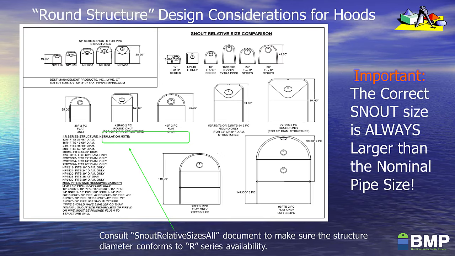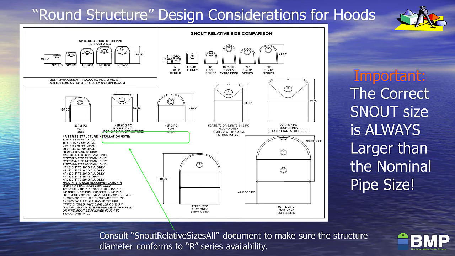So snouts can fit flat structures and they can fit round structures. For flat structures, basically you need to cover the pipe, you need to account for the flow, and then you need to make sure that the snout is not wider than the wall of the structure. For round structures, it's a little more complicated in that you need to make sure that the back of the snout will match up with the curvature of the structure.